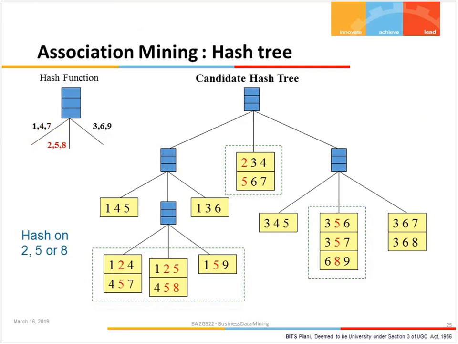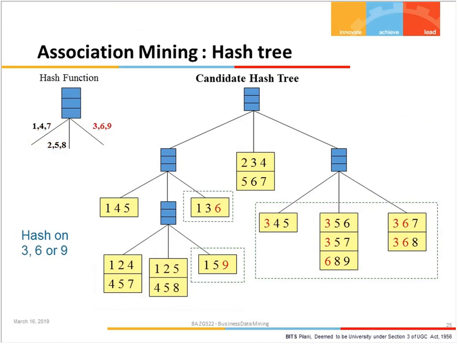So this is the same tree. It is showing how the second remainder 1 has been used for generating some of those locations. And remainder 0, which is used for some of the other candidate item sets.